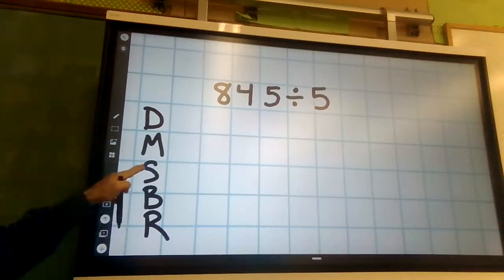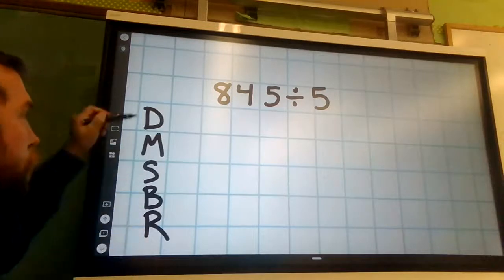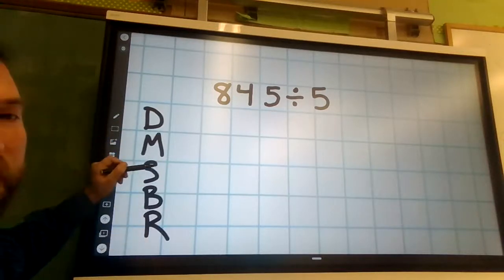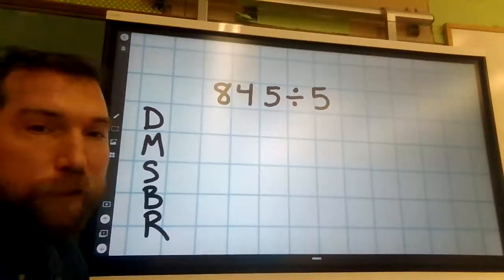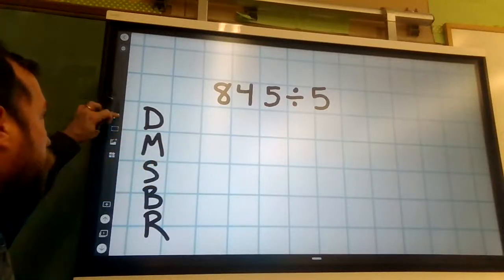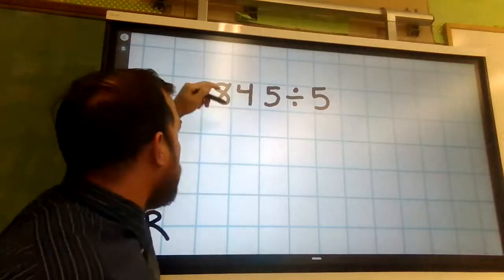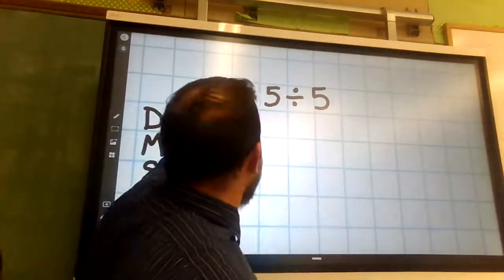And then S, subtract, how many kids are left? That's the 3 main math pieces. Divide, multiply, subtract. How many groups or how many teams can I make? How many did I already use? How many are left over? So I'll rewrite this under here. Let me see if I can push this up a little bit, create some more space.